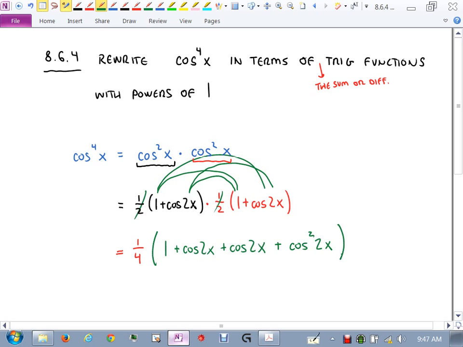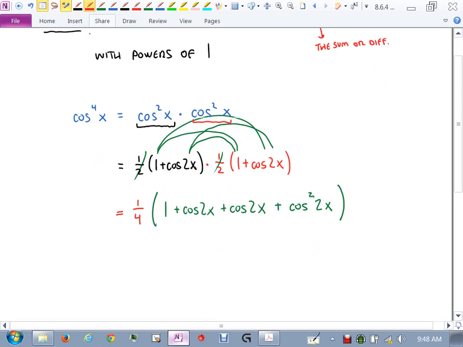Have I rewritten this in terms of trig functions with addition, powers being 1? Almost. What's wrong with this? I still have a cosine squared. Well, that's okay because I know how to reduce a cosine squared, right? I can apply a power reducing formula to it. So I'm actually going to do another power reducing formula on just this guy right here. Yes? Do y'all see that? Okay. So let me do it.